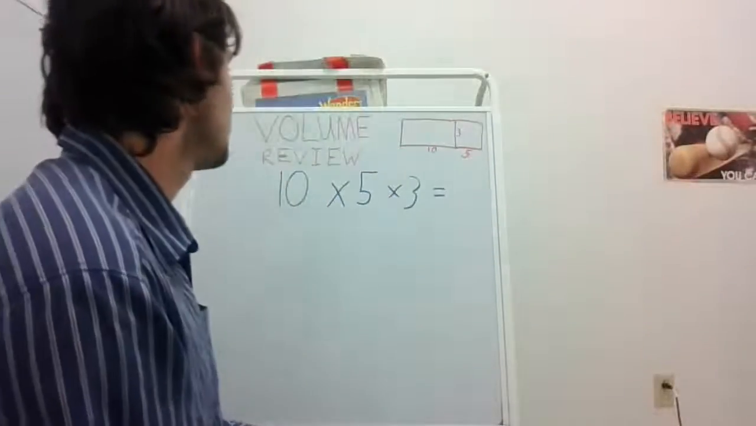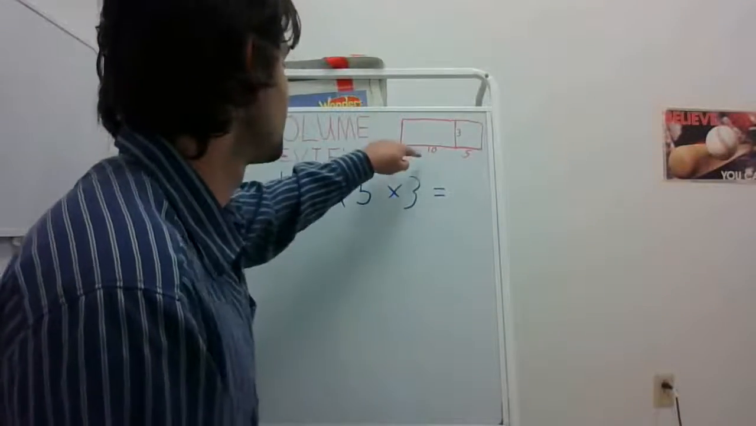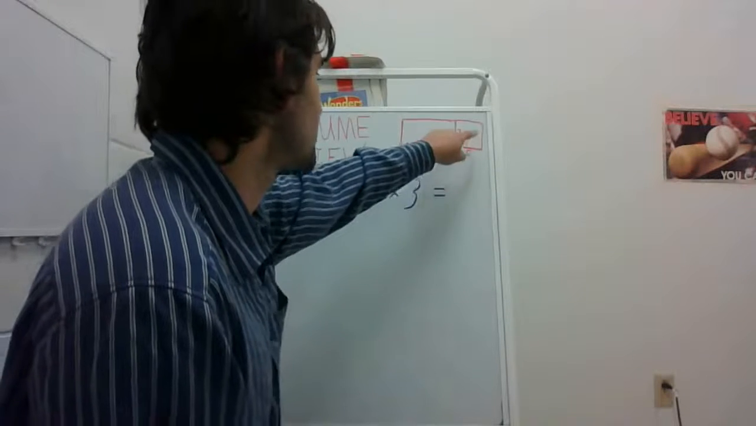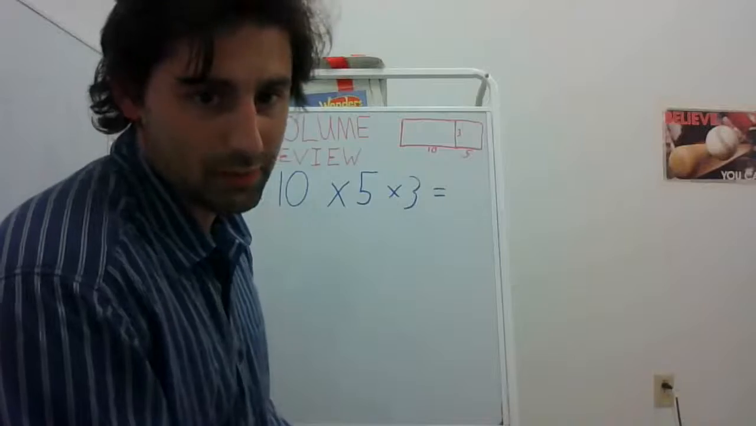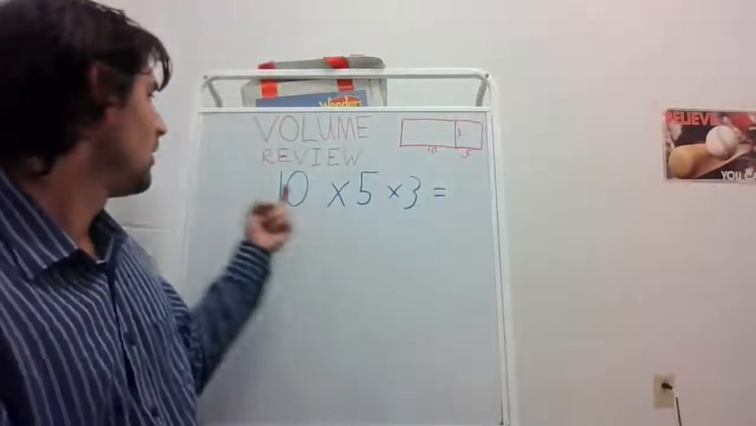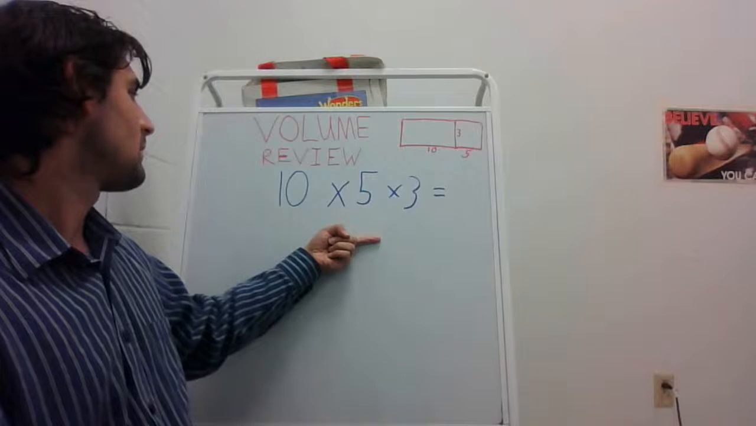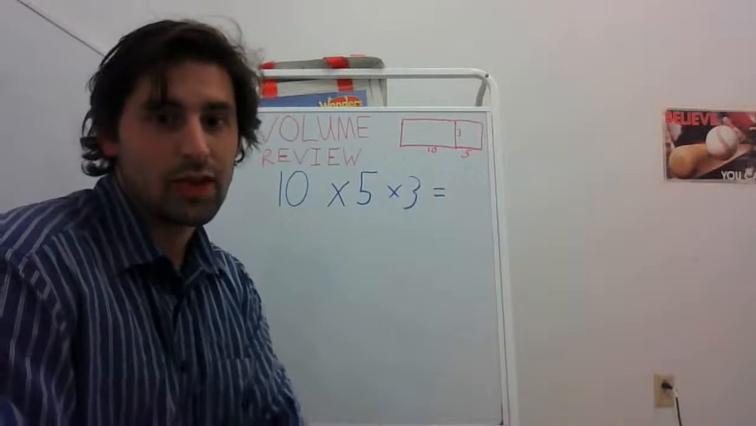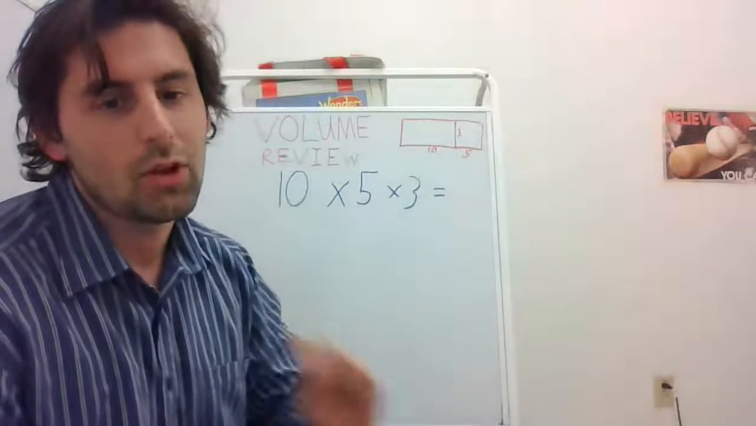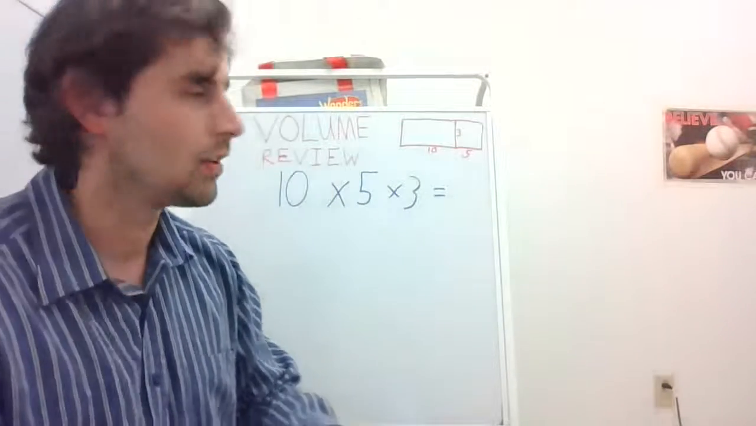So this shape, the length is 10 centimeters, the width is 5 centimeters, the height is 3 centimeters. So we have to multiply 10 times 5 times 3. Now I know a number sentence where we have to multiply three different numbers looks big, it looks scary, but don't be scared. It's a lot easier than it looks.